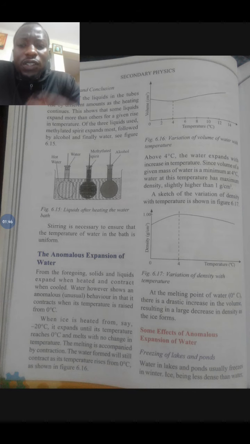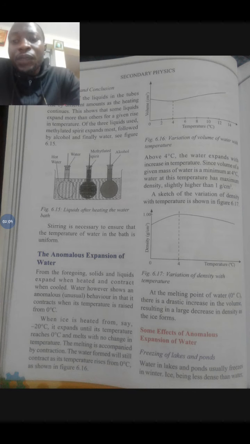Because we always expect that if you are heating any state of matter, be it a solid, be it a liquid, or even a gas, it should be expanding. But now here comes a case whereby we are heating water between 0 degrees C and 4 degrees C, and instead of the water expanding, it contracts. So that is a very unusual behavior, and this one we have to know is only exhibited by water.